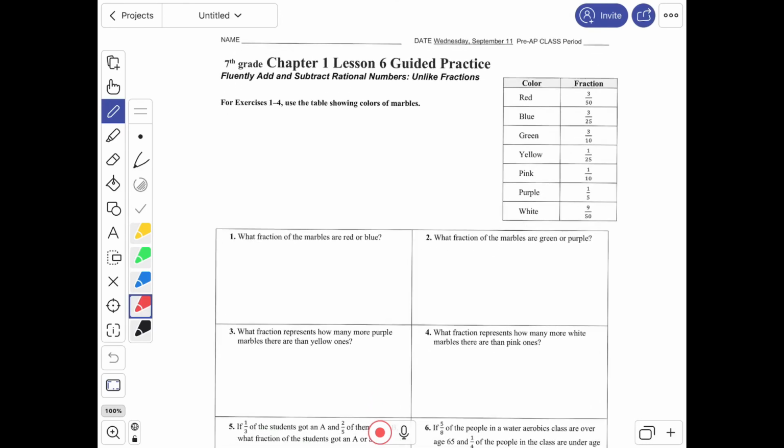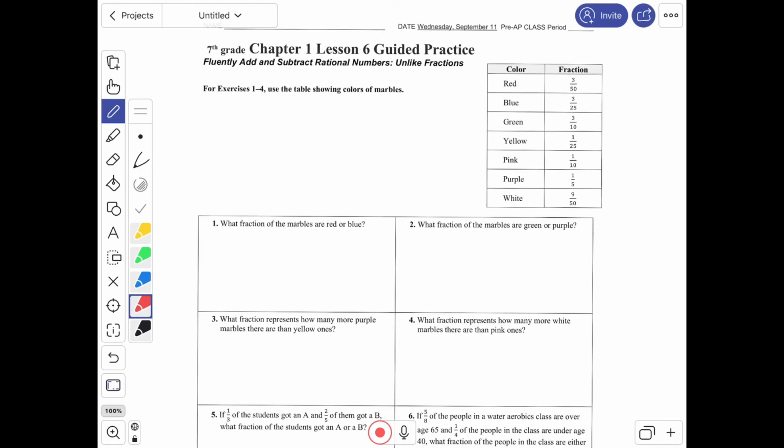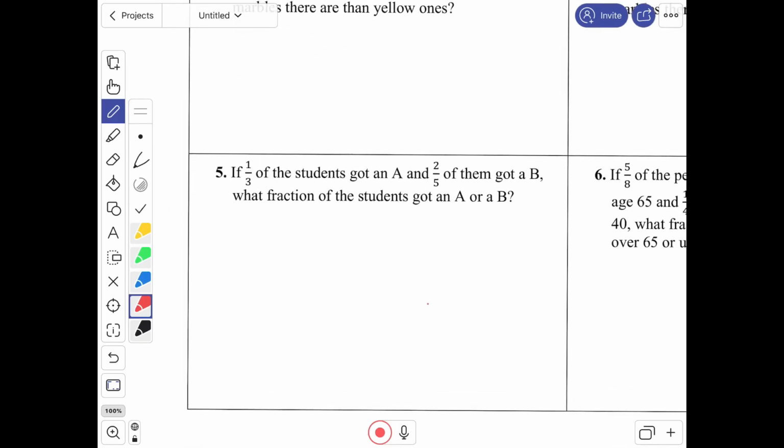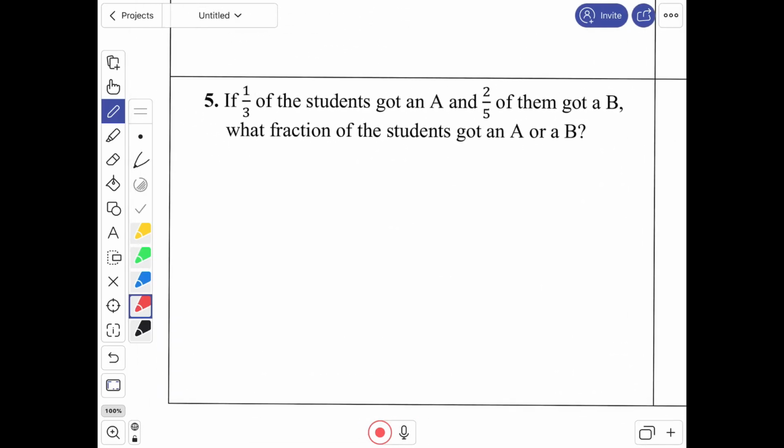Now let's do a couple of the guided practice. I'm just going to skip down here to number 5 and work an example. If 1/3 of the students got an A and 2/5 of them got a B, what fraction of the students got an A or a B? Or is a key word that means we're going to be adding, typically. So 1/3 plus 2/5.